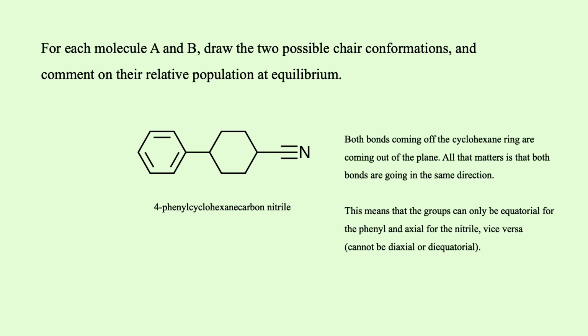Looking at structure A, or the 4-phenylcyclohexanecarbonitrile, as we've just found out, you can see that both bonds coming off the cyclohexane ring here are coming out of the plane. But all that really matters is that both bonds are going in the same direction, because if you rotated it along its horizontal axis, it would be going away, but it'll be the same molecule. And this means that the groups can only be equatorial for the phenyl and axial for the nitrile, or vice versa, where it's the other way around. So it cannot be diaxial or diequatorial.